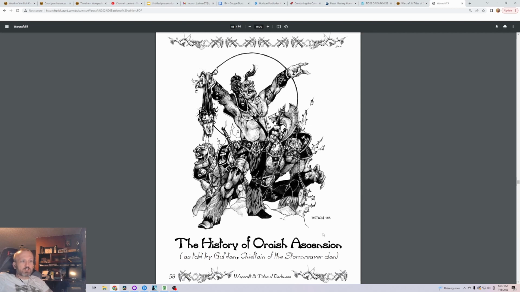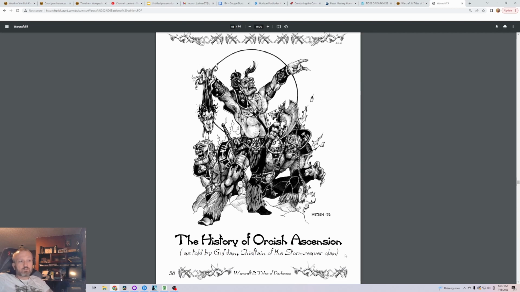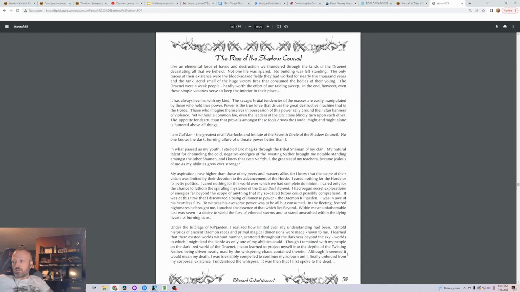The history of orcish ascension, as told by Gul'dan, chieftain of the Stormweaver clan. The rise of the Shadow Council. Like an elemental force of havoc and destruction, we thundered through the lands of the Draenei, devastating all that we beheld. Not one life was spared. No building was left standing. The only traces of their existence were the blood-soaked fields they had worked for nearly 5,000 years.